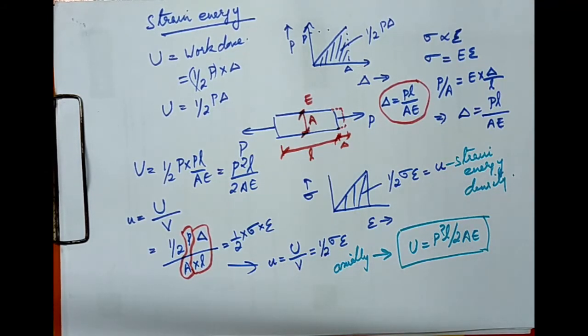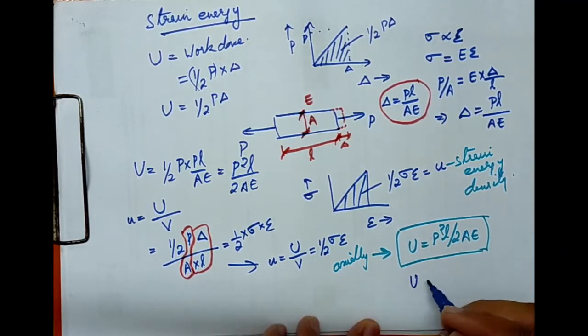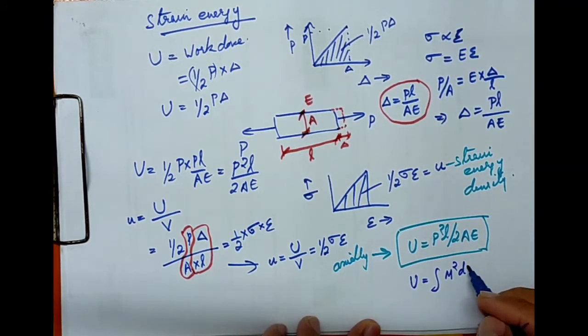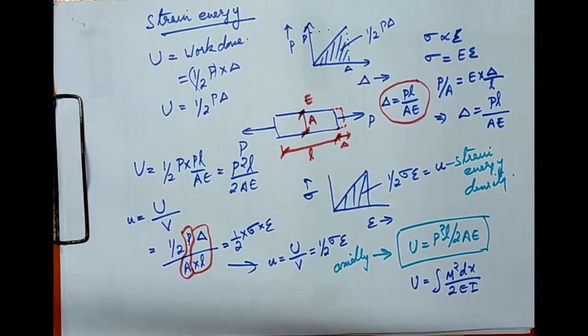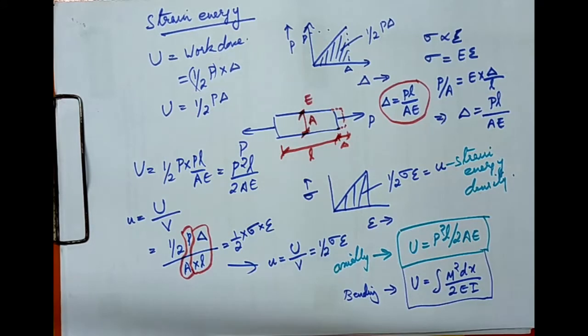Similarly, for a member subjected to a bending moment, that derivation you can see in your notebook. In module 2 you will have that. Just refer back to your notebook and you are going to find the expression for a member subjected to bending moment. The strain energy expression is given by the integral of M squared dx by 2EI. These are the two expressions that are highly needed when we deal with the problems in module 3. So that's the basic concept of strain energy and how we got these two expressions.